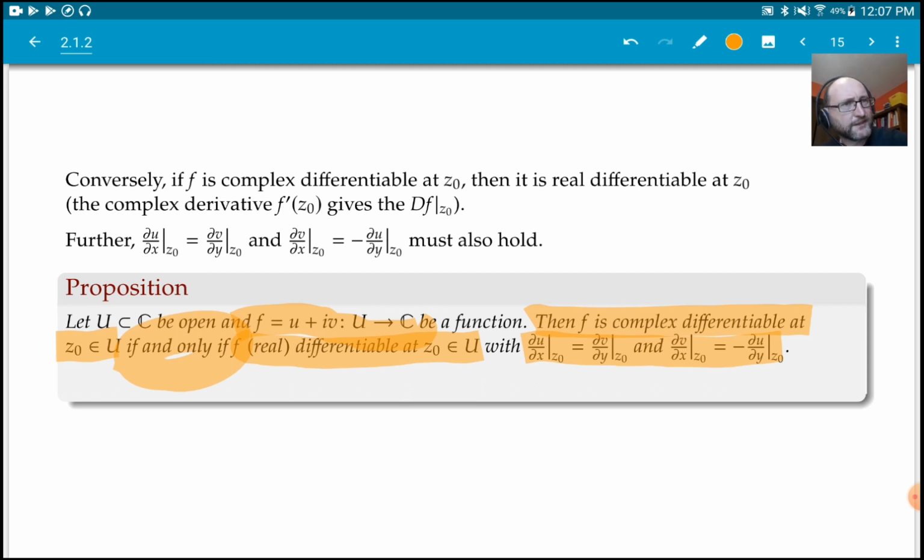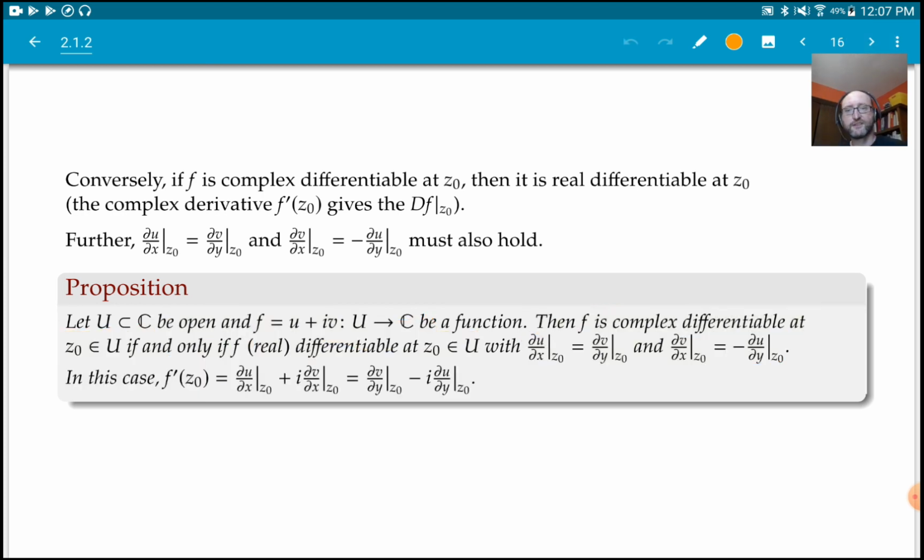So it gives us a way of checking that something is complex differentiable in terms of the real derivative. And in this case, we can actually compute it. Once it is complex differentiable, once this thing exists, we can compute it using one of these two expressions.